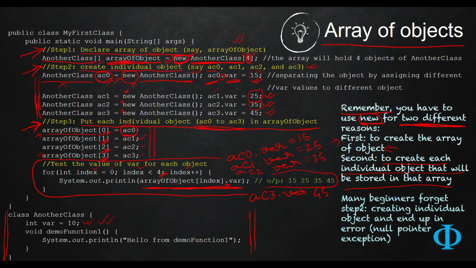This is very important to remember, and most of the time I have seen that many beginners forget step 2. After creating this new array here, they start thinking that this will automatically create the new objects also. But that's not true. You have to first create a new array, and then for each index of that array you have to create a new object. If you do not do that, you will end up with an error, and most of the time it is an error called null pointer exception.